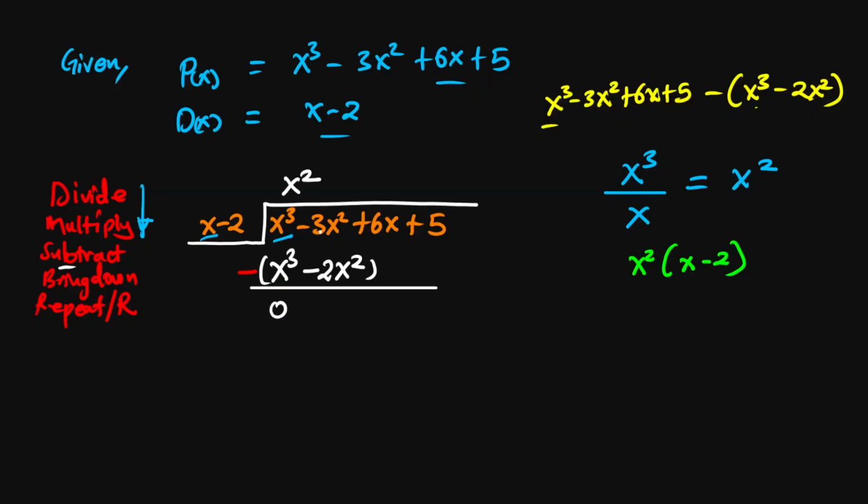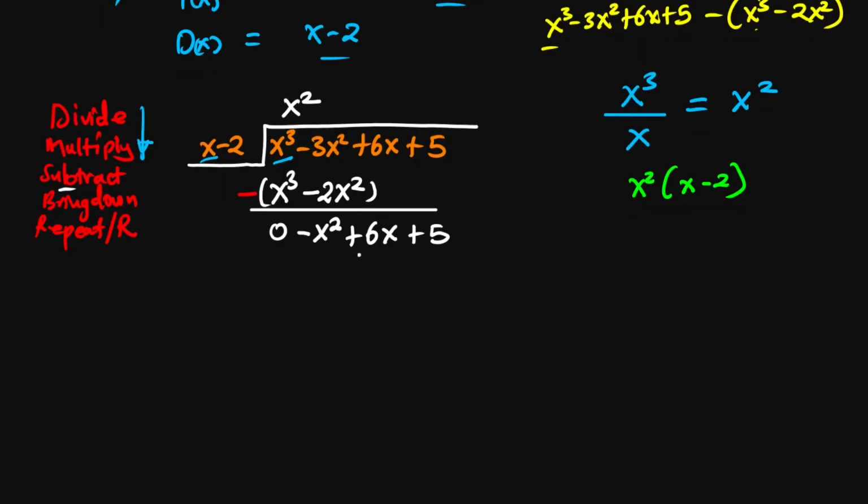And negative 3x squared minus negative 2x squared. This becomes a positive, and this is a negative, so we remain with negative x squared. And the same applies to this. 6x minus 0x, we get plus 6x, and 5, x to power 0, or a constant, minus nothing, we get plus 5. Like terms. At this stage, we have minus x squared plus 6x plus 5.